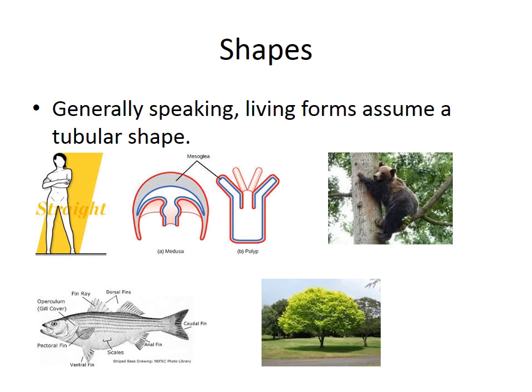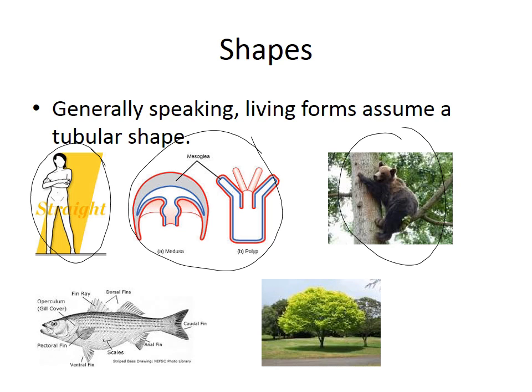Generally speaking, living forms assume a tubular shape. And I have brought in a few examples, and you can look at them and say, well, okay, so we are pretty much tubular. Jellyfish, you can sort of say they're tubular, and maybe even a bear. Pretty much tubular. Fishes are tubular looking.